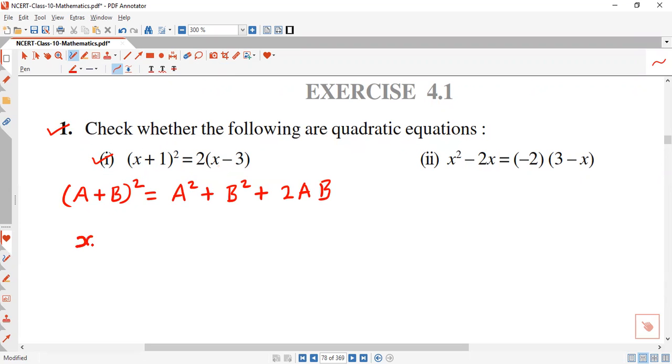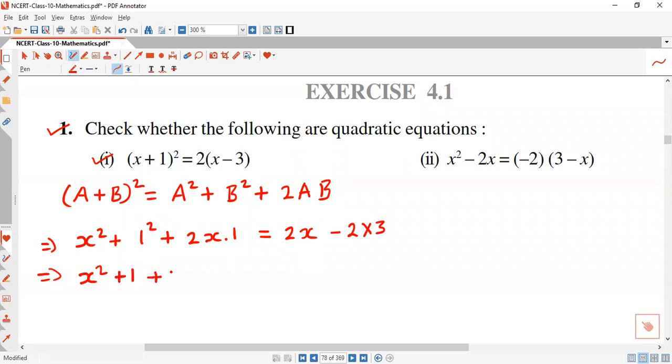Opening this, we get x square plus 1 square plus 2 into x into 1 equal to, opening this bracket, 2 multiplied by x is 2x, and 2 multiplied by minus 3 is minus 6. Now simplifying this equation: x square plus 1 plus 2x equal to 2x minus 6.